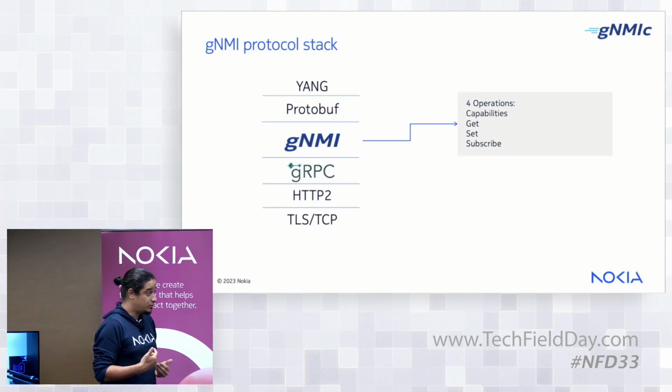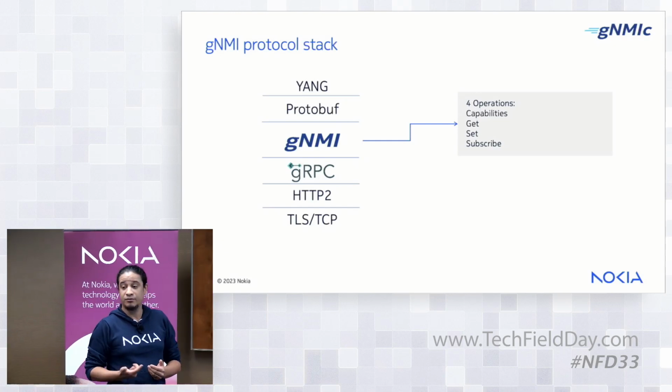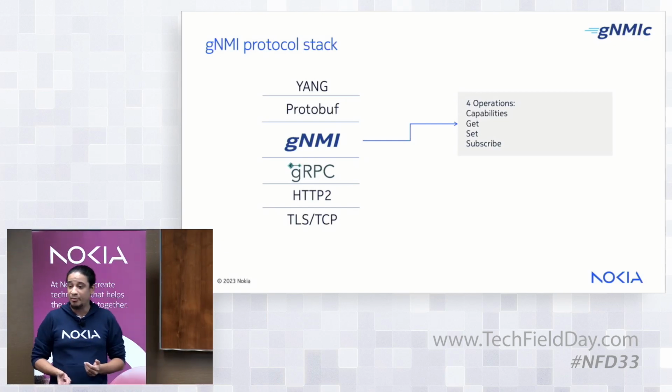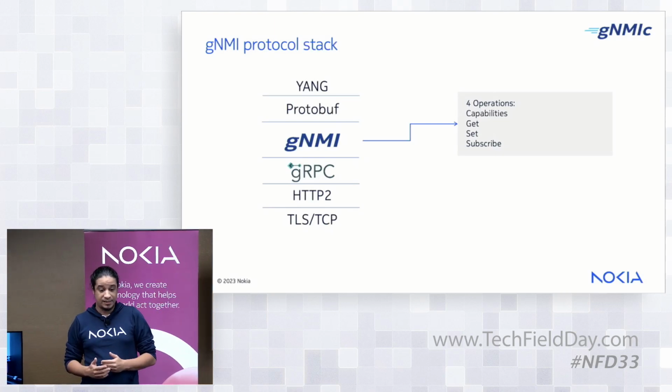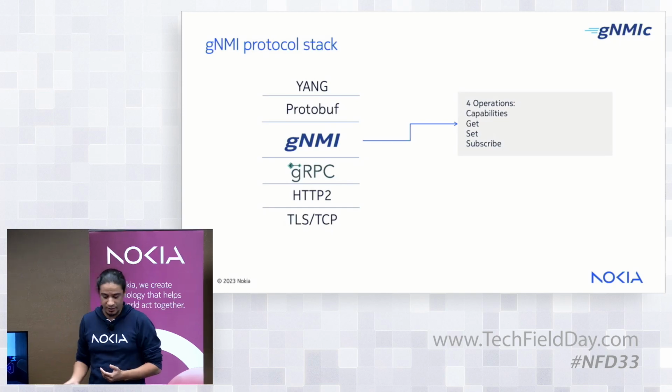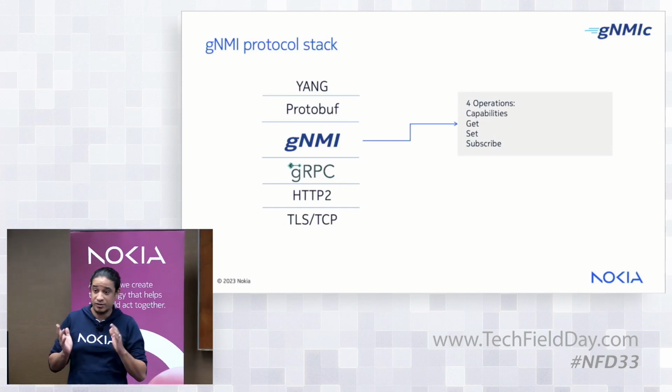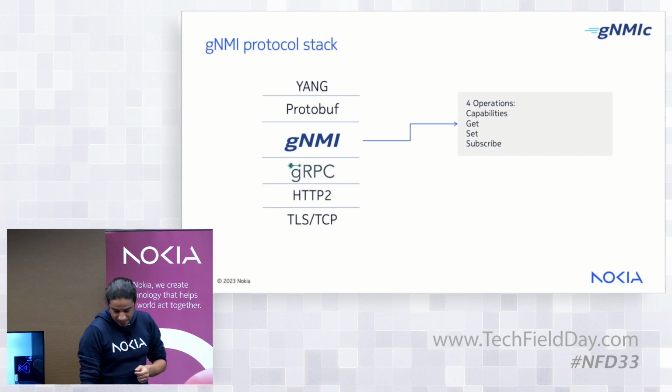Get allows you to query config or state from your router using a path, so you can query different objects or multiple objects at the same time. Set allows you to modify that configuration, so you can push new configuration to your routers using the set RPC. Subscribe allows you to get data periodically or on change by subscribing to certain objects that are created on that router. Those objects can be configuration objects or state objects.